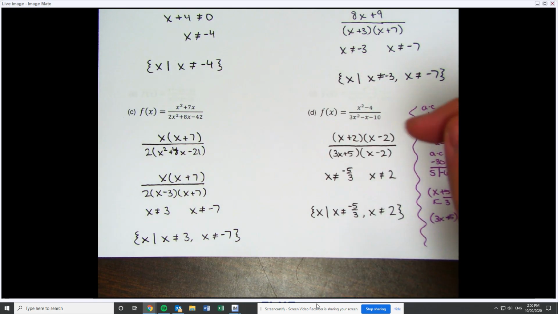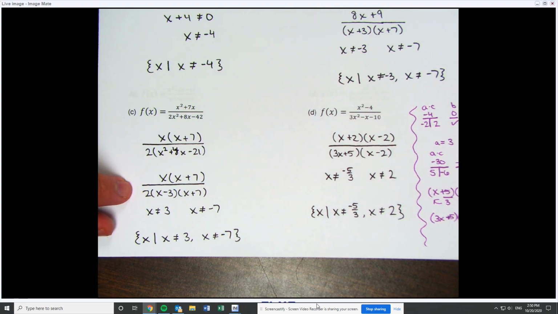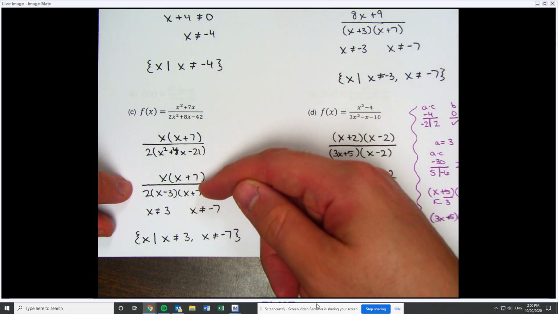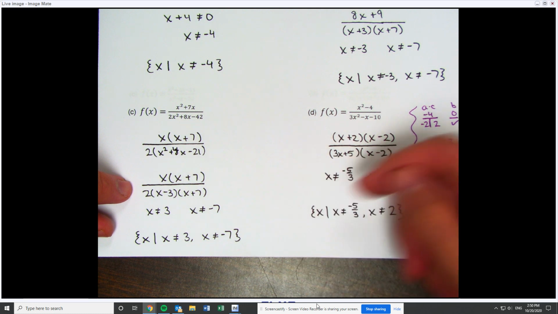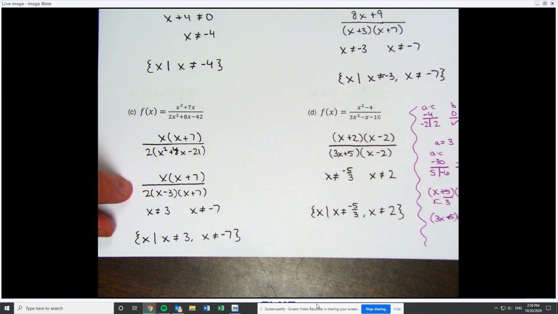When you are looking at the factored versions right here, are they fully reduced? Hopefully you're noticing that they're not. Right here, the numerator and denominator both have x plus 7 as a factor. And over here, the numerator and denominator both have x minus 2 as a factor. So I could effectively reduce this fraction and make it a little bit smaller. That's what we're about to do when we write it in lowest terms.